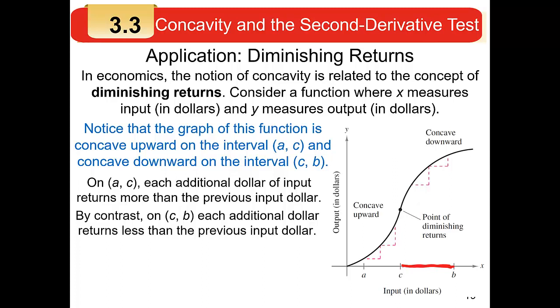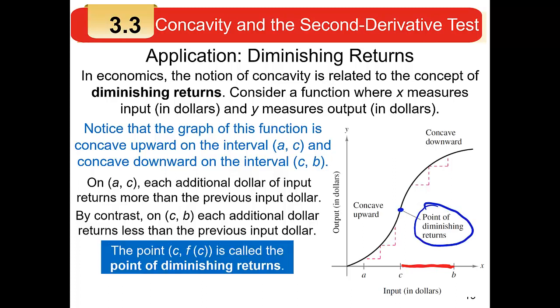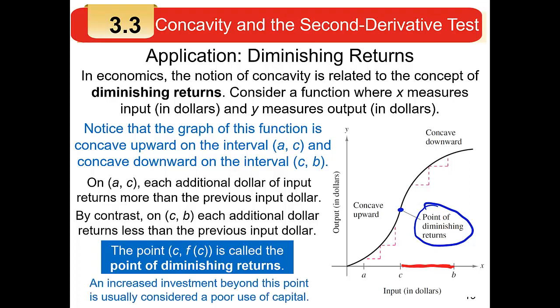Spending a little bit more money on advertising doesn't increase the sales that much. That idea is the idea behind the point of diminishing returns. And that point, which is exactly an inflection point, where the concavity is up on the left and down on the right, is your point of diminishing return.